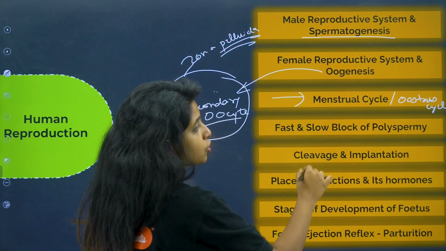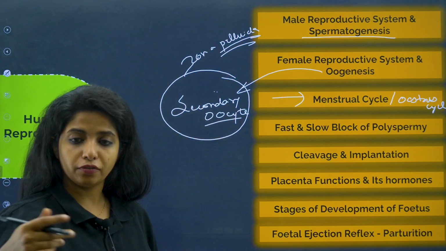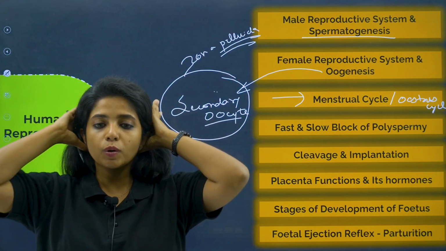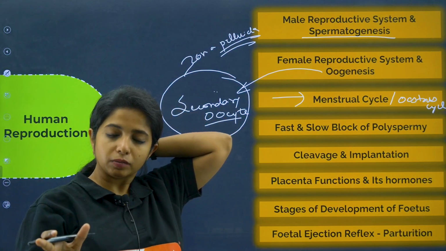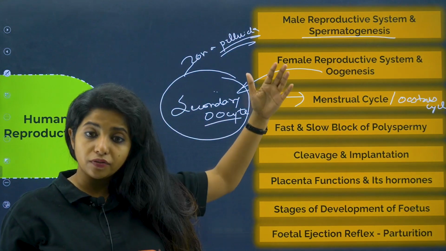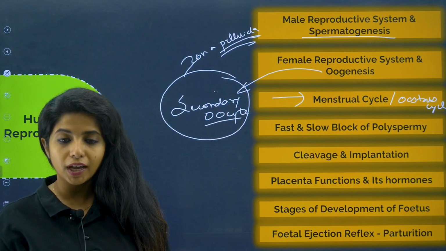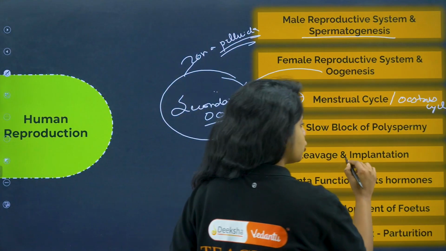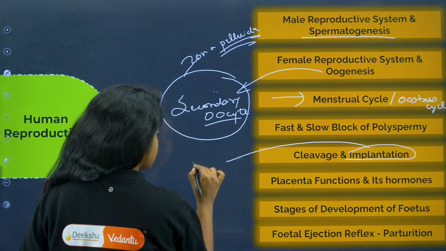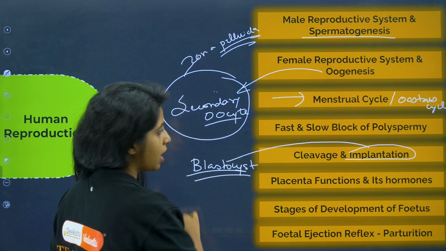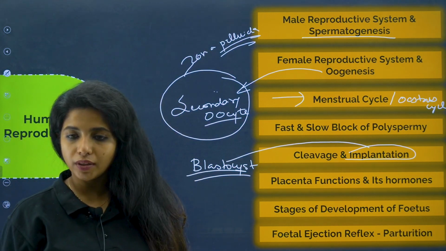Fast and slow block of polyspermy. Before the fertilization happens, you have so many sperms coming together. So you have to block certain sperms, right? Only one can fertilize. That is given in your NCERT, just go through it under the fertilization part. That is important. Now cleavage and implantation: in which stage does implantation happen? In the blastocyst stage, implantation happens, my dear children. So you should be knowing about that.